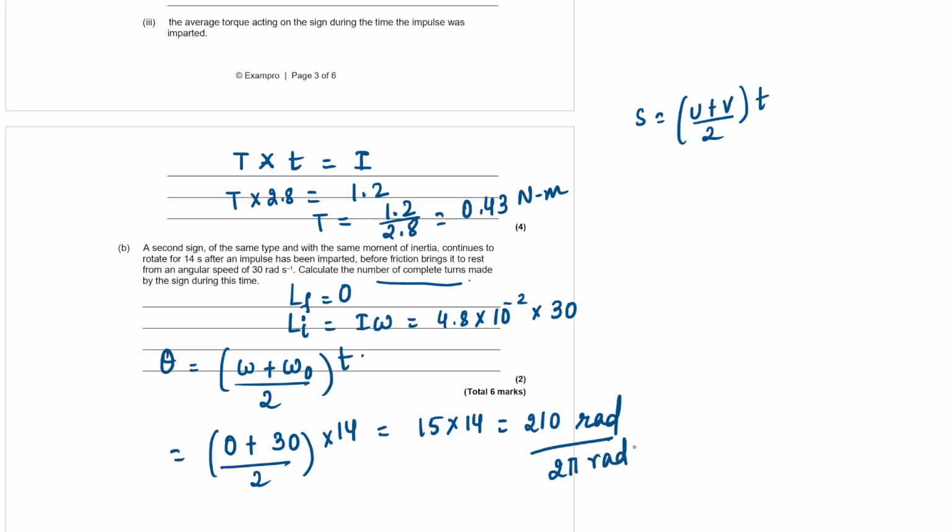I need to use a calculator to get 210 divided by 2 pi, which is around 33.4222. So I'm going to take it as 33 rotations, because all of my question digits had 2 significant digits, 14 and 30, hence 33 rotations.